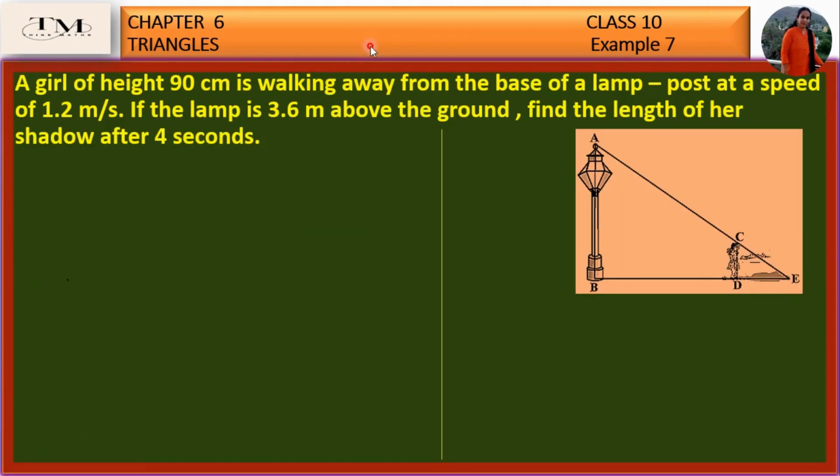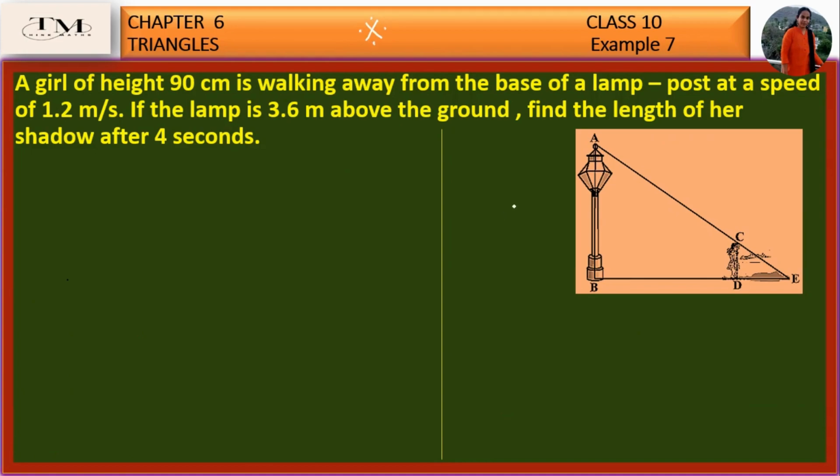So moving on to example 7, which is an important example. So what is that? A girl of height 90 centimeter is walking away from the base of a lamp post at a speed of 1.2 meter per second. If the lamp is 3.6 meter above the ground, find the length of her shadow after 4 seconds. So this is one of the important problems.